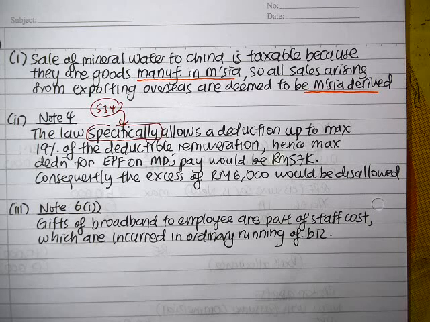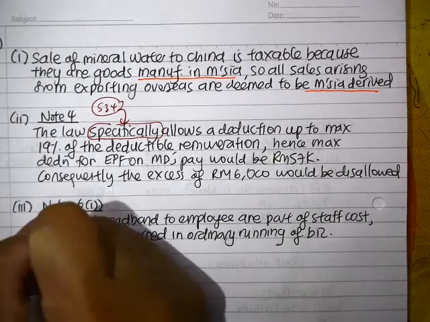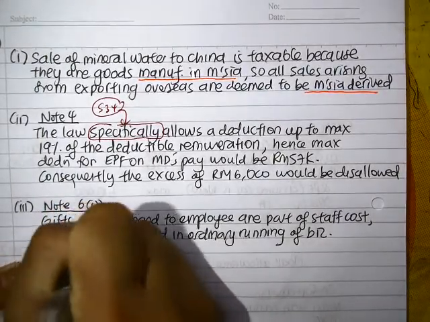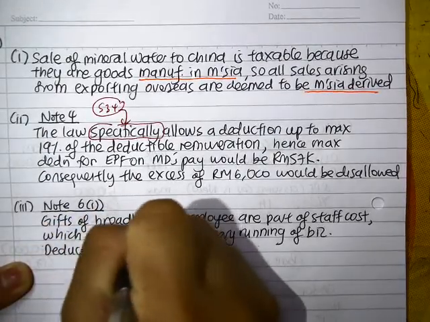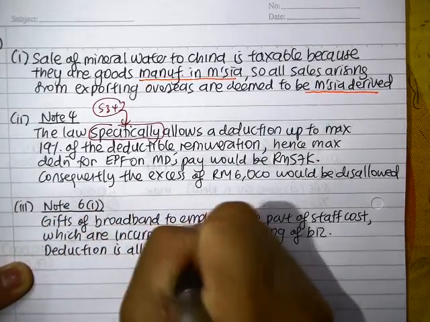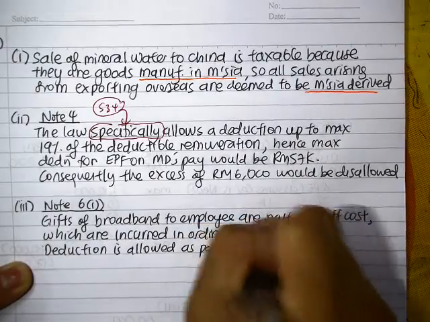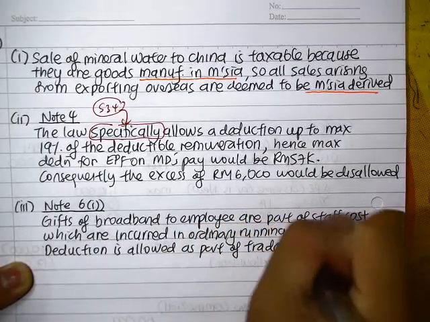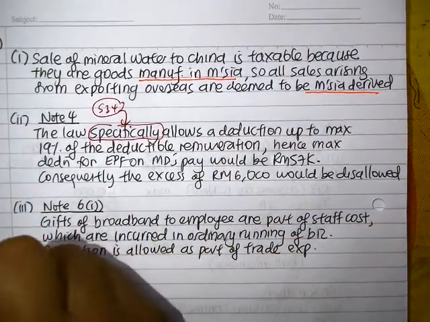Like you need worker, okay? For example, electric. I ask you electric. Why electric can be done? Because you need to do business, you need to have power, you must have water. So it's ordinary running of business. That's the phrase we use. Okay? So these are ordinary running of business. So deduction is allowed as part of the trade expense. So it's just part of your trade expense.